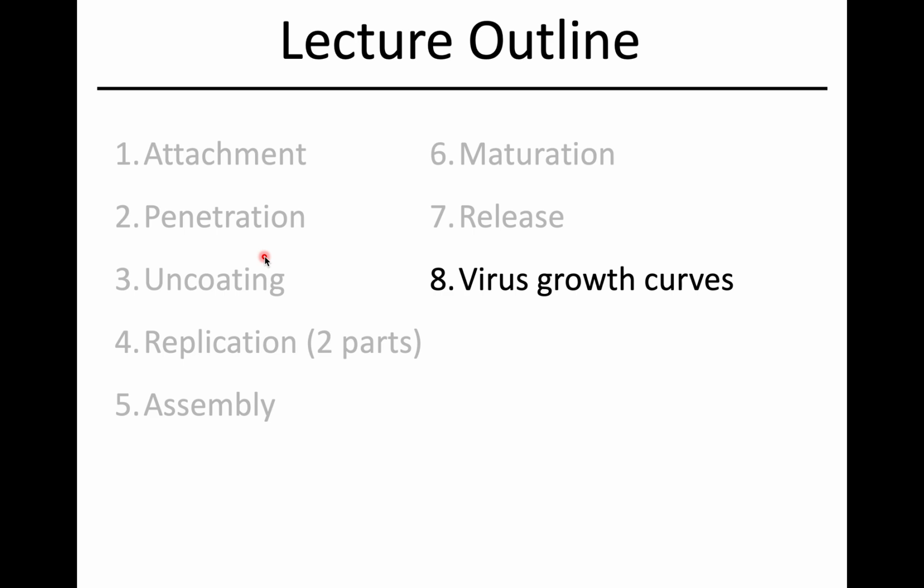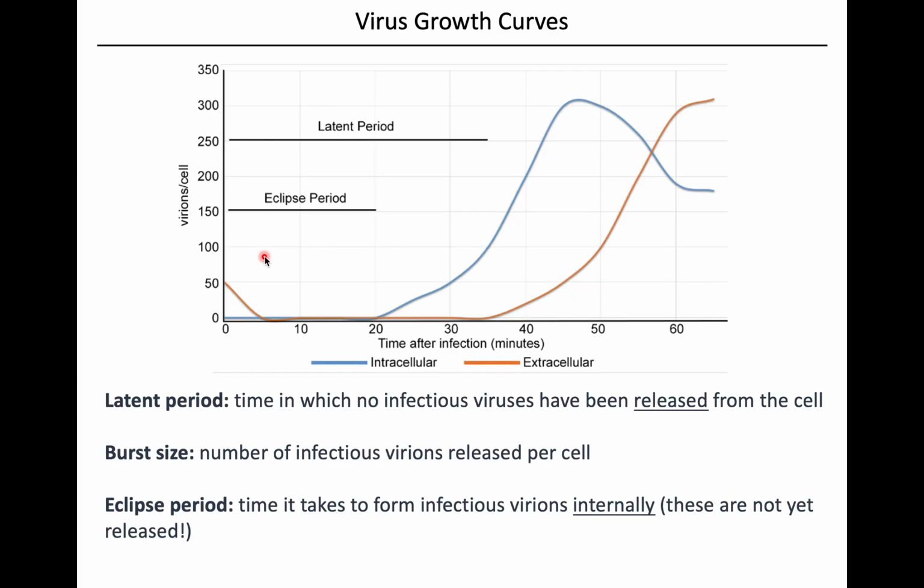So to finish this out, I just wanted to talk really quickly about virus growth curves, because this really ties in with the whole replication process, and there are some important terms here. So in this graph on the x-axis we've got time, on the y-axis we've got the number of virions that are present, and there are some terms here like latent period and eclipse period. So the eclipse period would be the time it takes to form infectious virions internally. So we have two lines on this graph. The blue line is what's happening inside the cell, and the orange line is what's happening outside the cell.